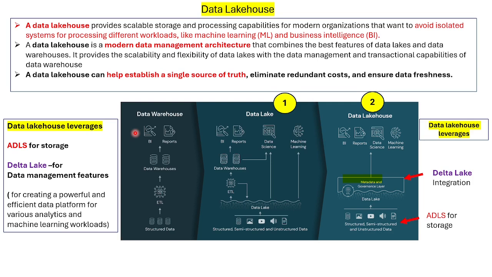So going by the textbook definition of a data lakehouse, it's a modern data management architecture. Very clear here that it's an architecture, it's not a product, that combines the best features of data lakes and data warehouses. It combines the best of both worlds. Because of that, it provides the scalability and flexibility of data lakes with the data management and transactional capabilities of a data warehouse, meaning that you can store structured, unstructured, as well as semi-structured data, and then from there, move on to power your BI reports, your BI dashboards, as well as your machine learning and artificial intelligence workloads.